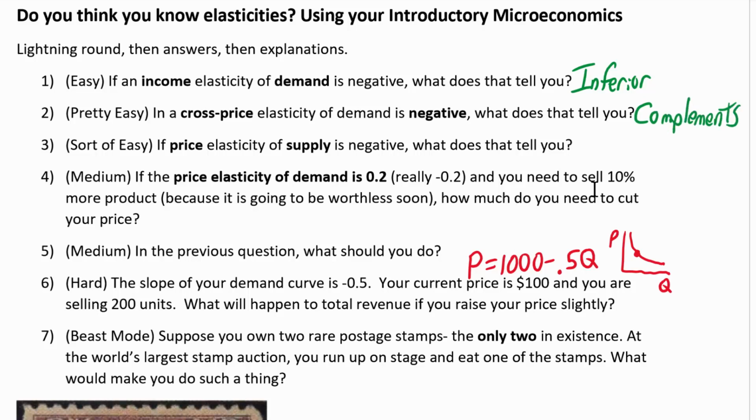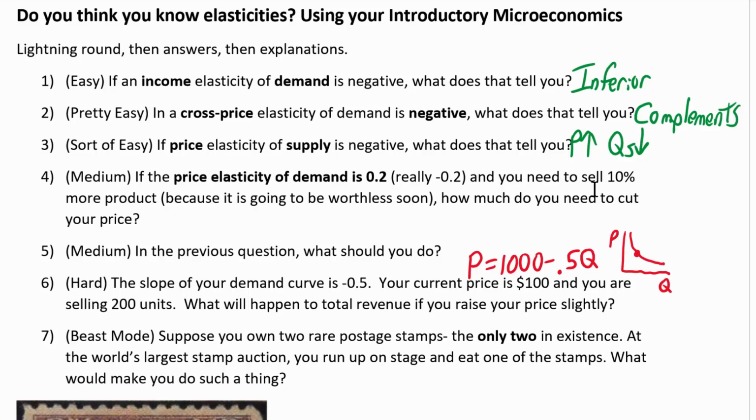Question number 3, if the price elasticity of supply is negative, what does that tell you? Well, that tells you that you're violating the law of supply. That's telling you that as price goes up, the quantity being supplied is actually going down. And that's an unusual situation, but not unheard of. So you're violating the law of supply there.